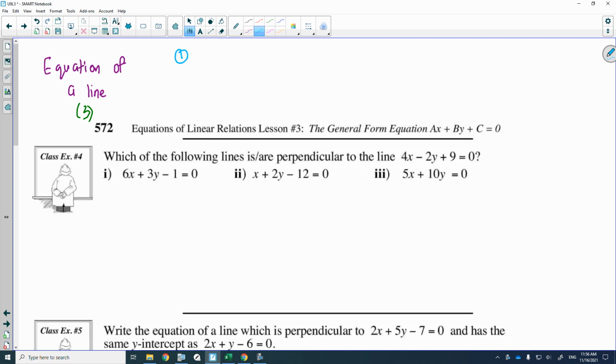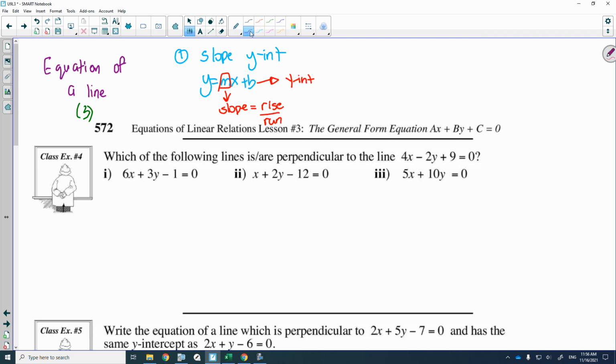So the first equation of the line, it's the most common. That is the slope y-intercept form. And remember, the equation for that line, when it's in slope y-intercept form, is going to be y is equal to mx plus b, and m is your slope, which is your rise over run, and b is your y-intercept.